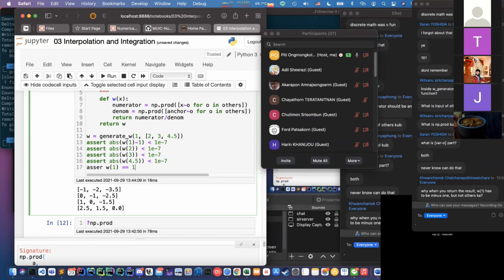You want to say this. W1 should be 1. Except it's a float, right? So you cannot compare it directly like this. So you have to make sure that it's close enough to 1. That's why I do this.